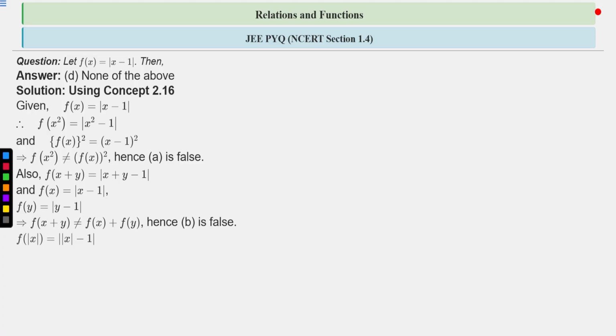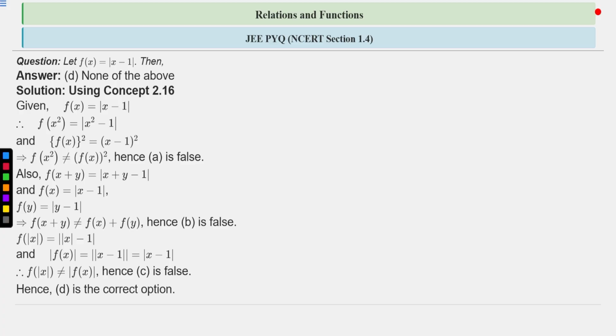f of mod x will be equal to mod of mod x minus 1. And mod f(x) will be equal to mod of mod x minus 1, which is equal to mod x minus 1. So f of mod x will not be equal to mod f(x). Hence, option C is also false. Clear?